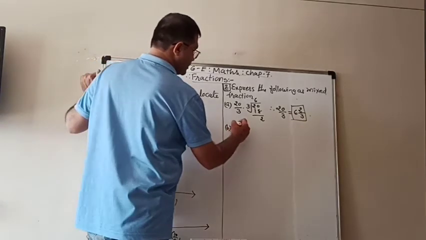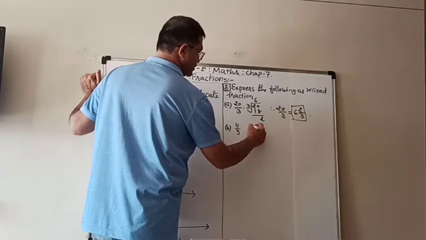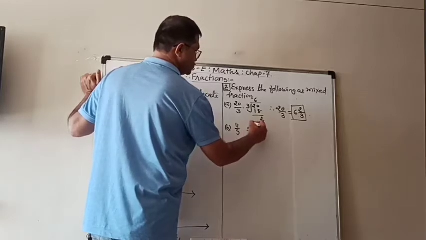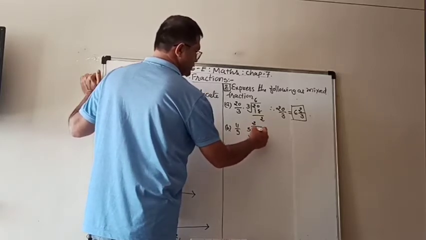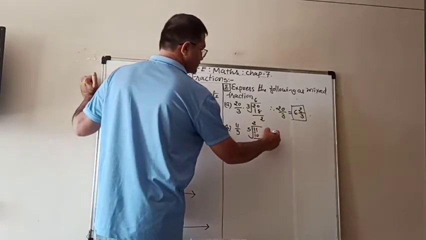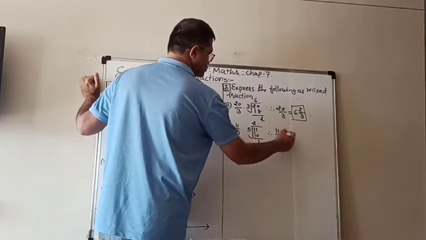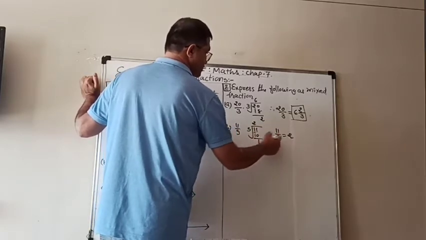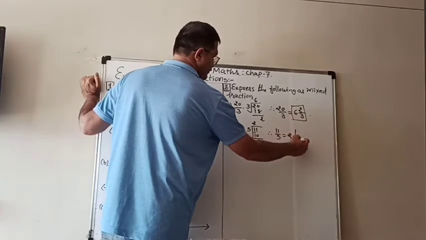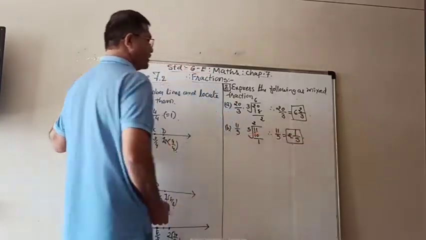B. 11 upon 5. So now 11 divided by 5. 5 2s are 10. Remainder is 1. Therefore 11 upon 5 is equal to 2 integer remainder 1 upon 5. 2 integer 1 upon 5.